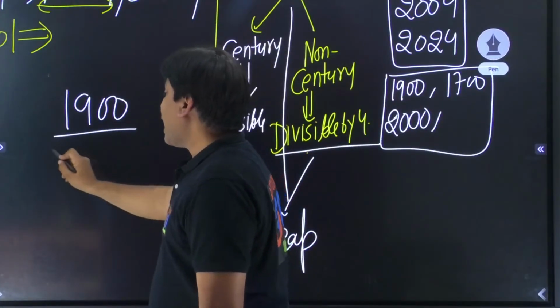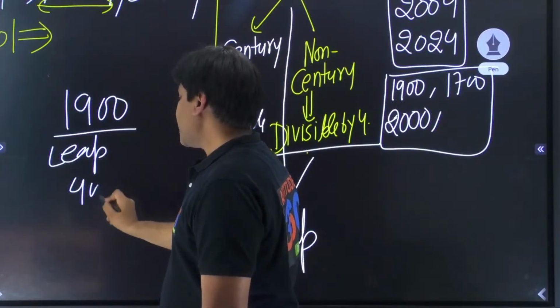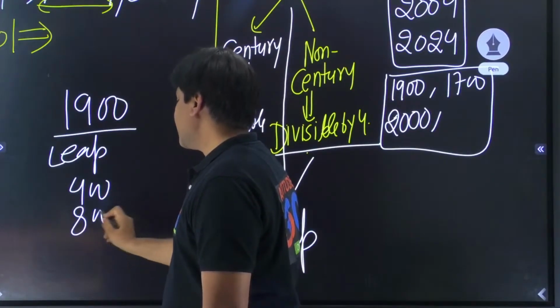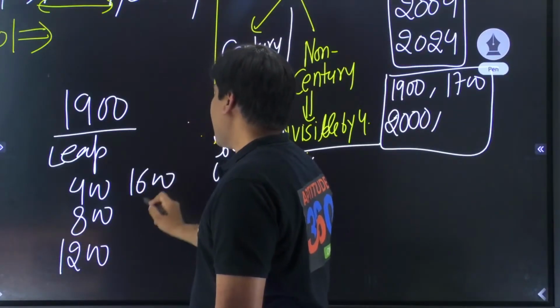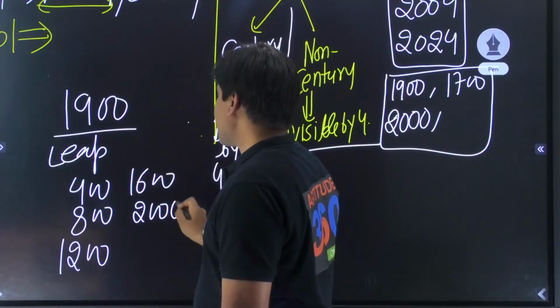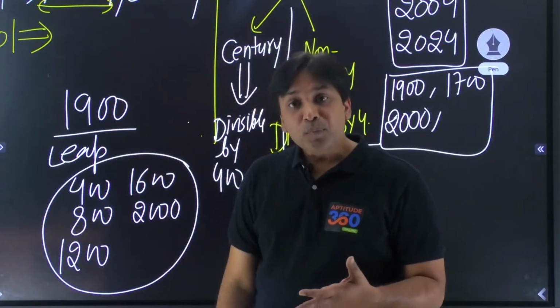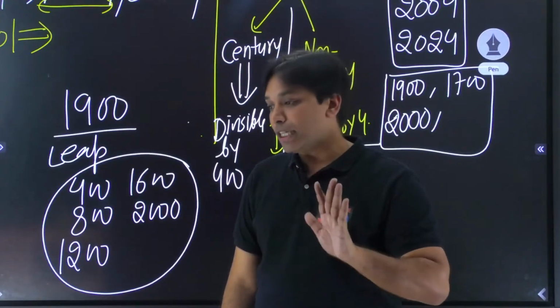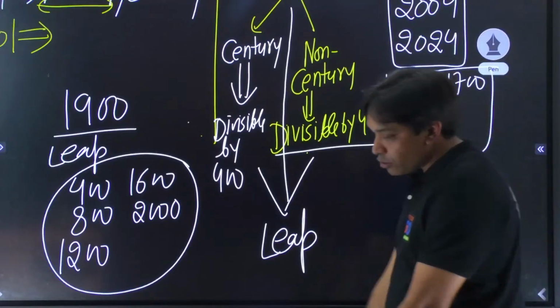How many centuries are leap? You have got 400 and then 800 and then 1200 and then 1600 and then 2000. Do you understand this? These are the only 5 centuries that are leap. Rest of the centuries are not leap years. क्या ये बात सबको समझ में आई?